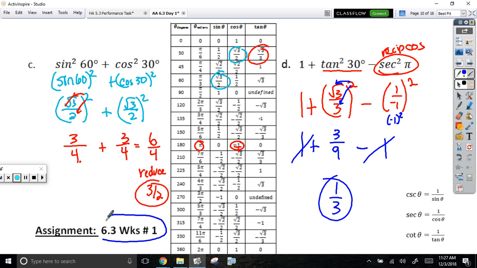Your homework then is complete the 6.3 worksheet 1, which is front only. The back will be your homework tomorrow.